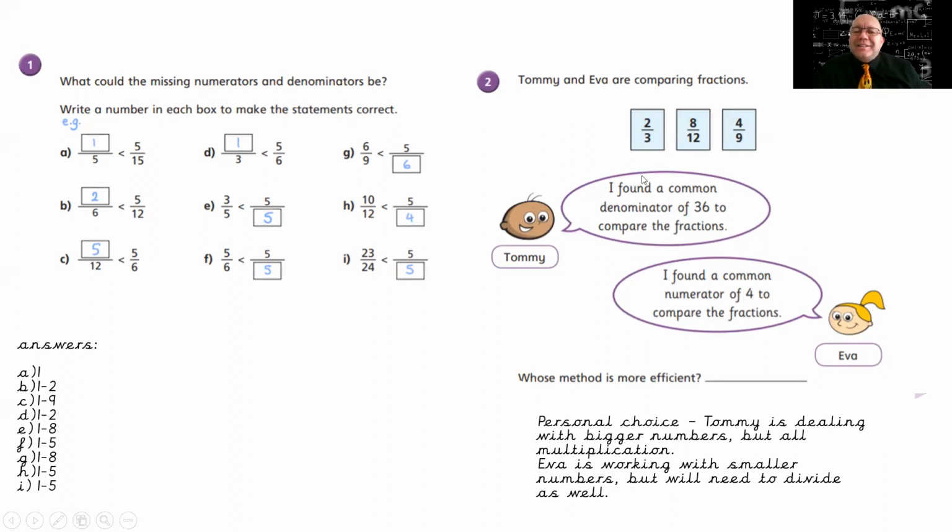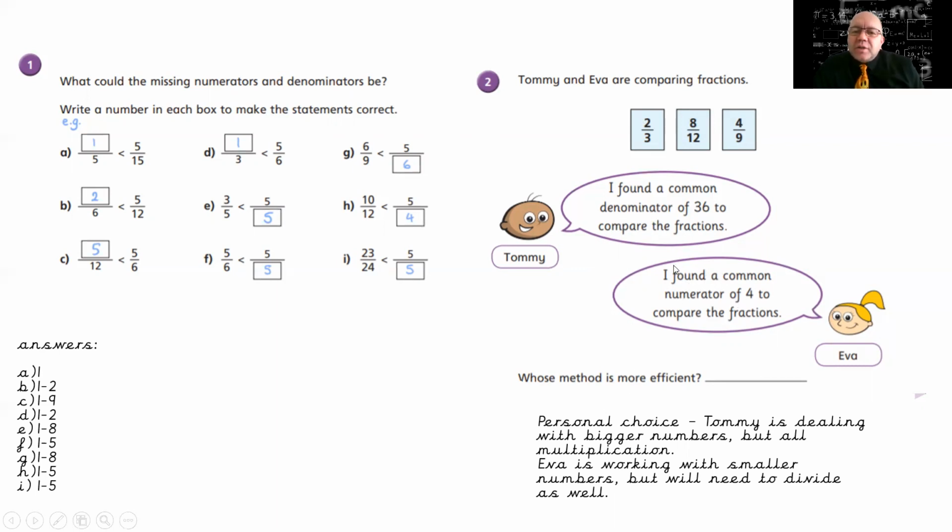Forget that. So let's get back on track. Eva has found a common numerator of 4. So she's saying that this is going to be 4 over 6, this is going to be 4 over 6, and this is 4 over 9. And that's going to allow her to compare. Sorry, I got myself confused there.